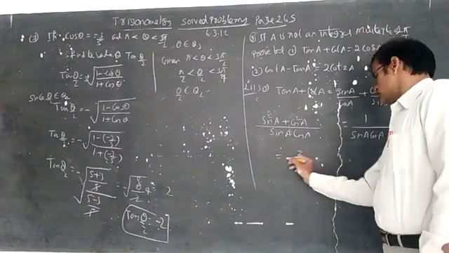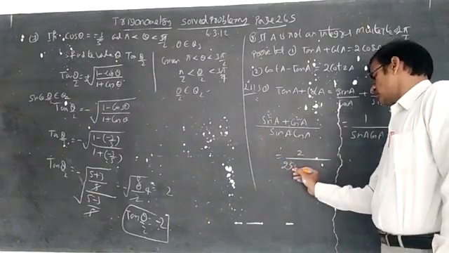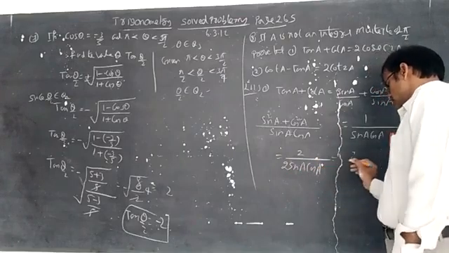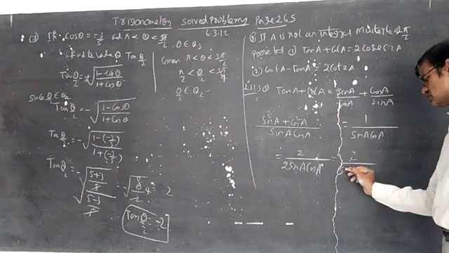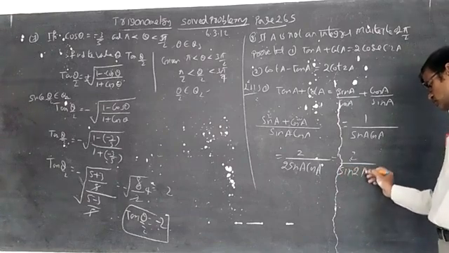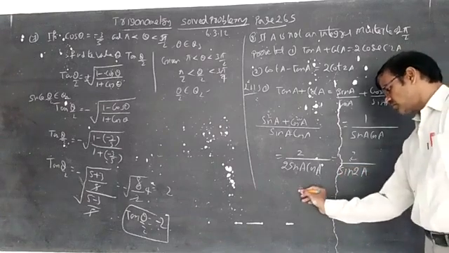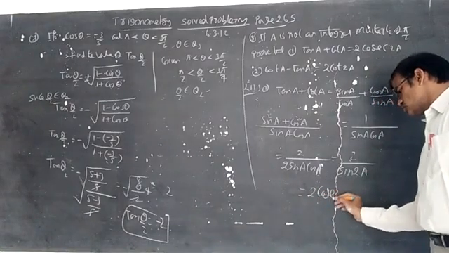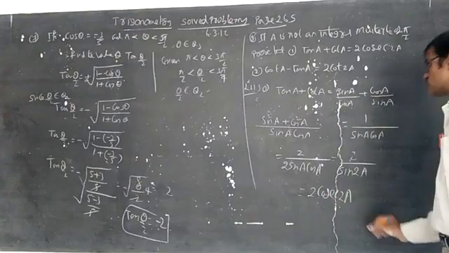Multiply 2 to the numerator and denominator. 2 by 2 sin A cos A. 2 sin A cos A, the formula we know, is sin 2A. 1 by sin theta we know is cosecant theta. So this is 2 cosecant 2A.